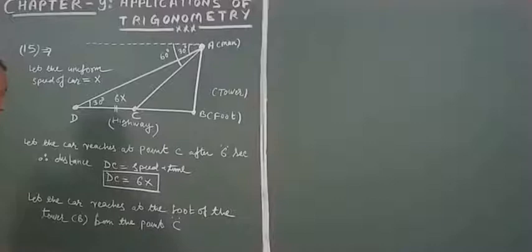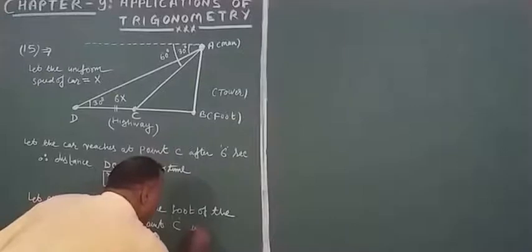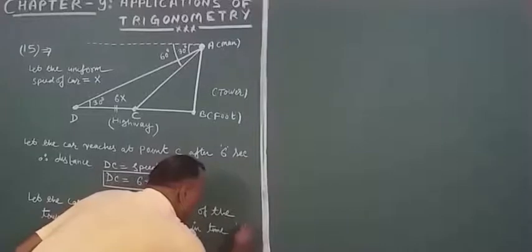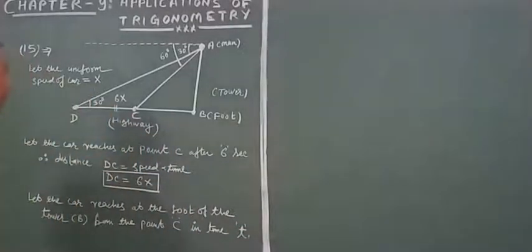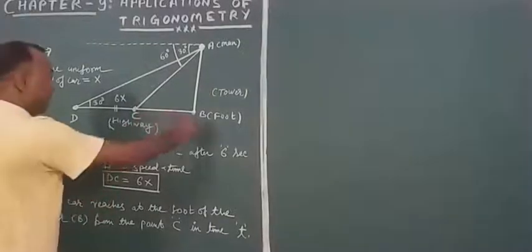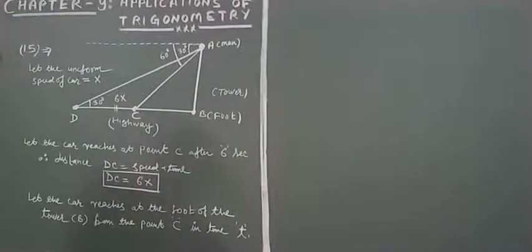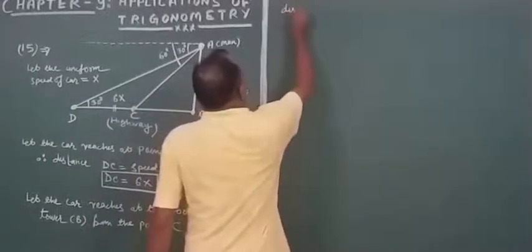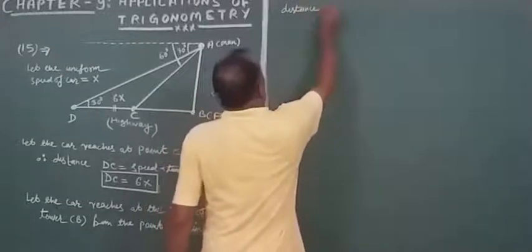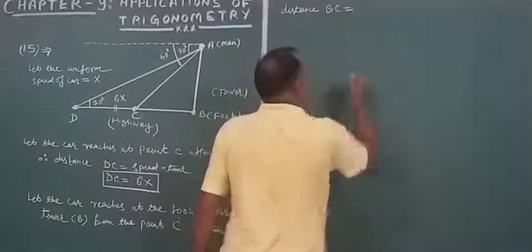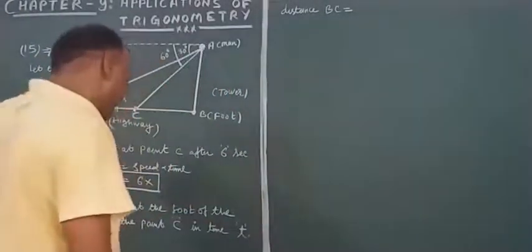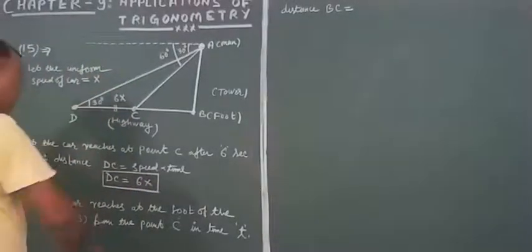Let the car reach at the foot of the tower B from the point C in time T. In how much time? In time T. How much time does it take to go from here to here? Time T. Then the distance BC, again, distance BC will be speed into time. Speed into time. And what is the speed? You have taken x. And what is the time? T.